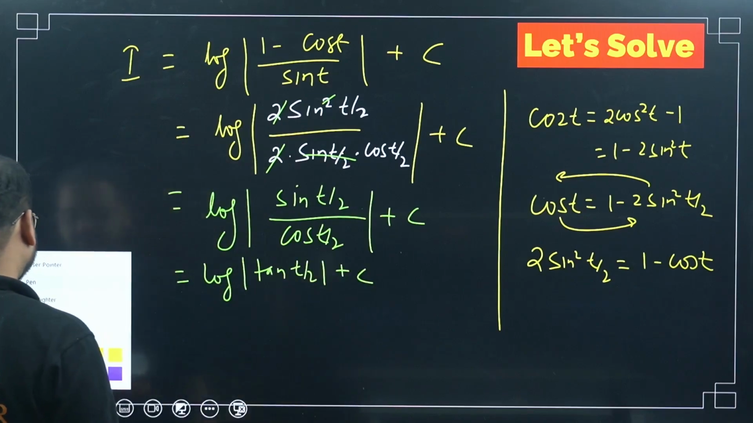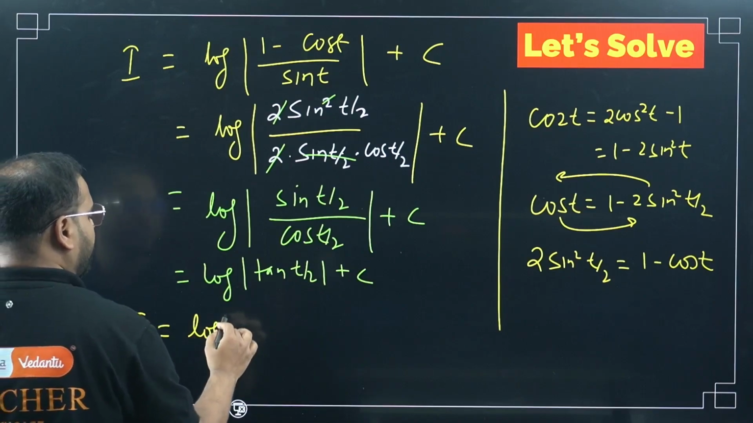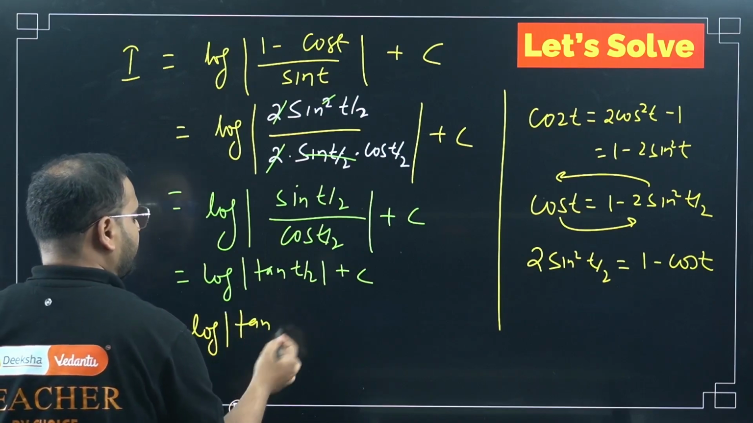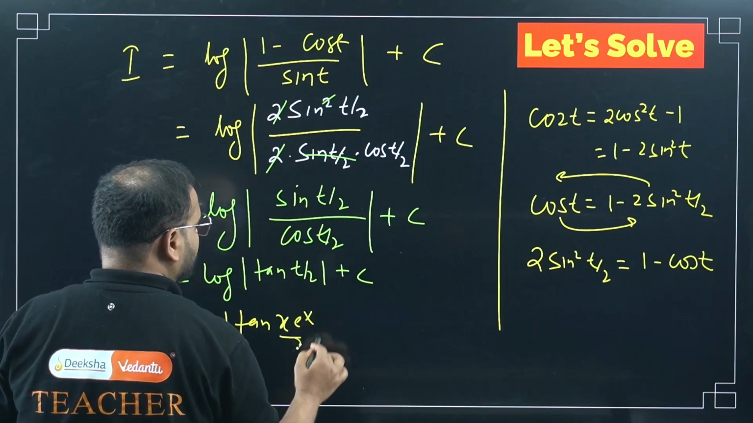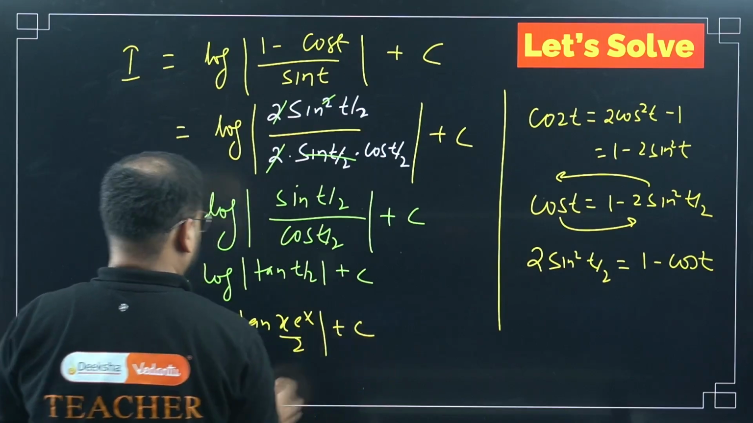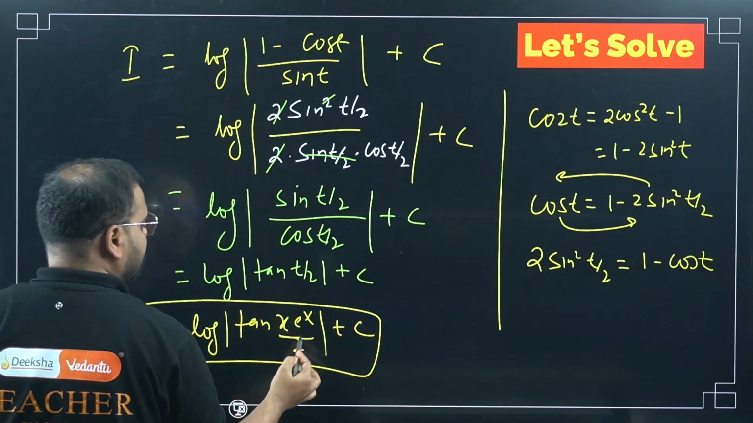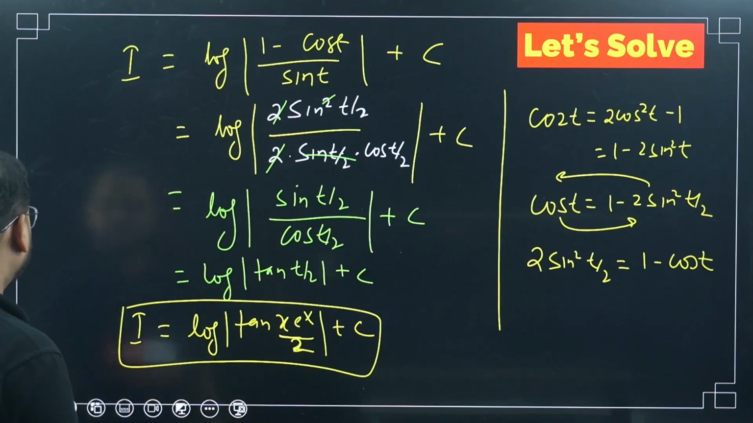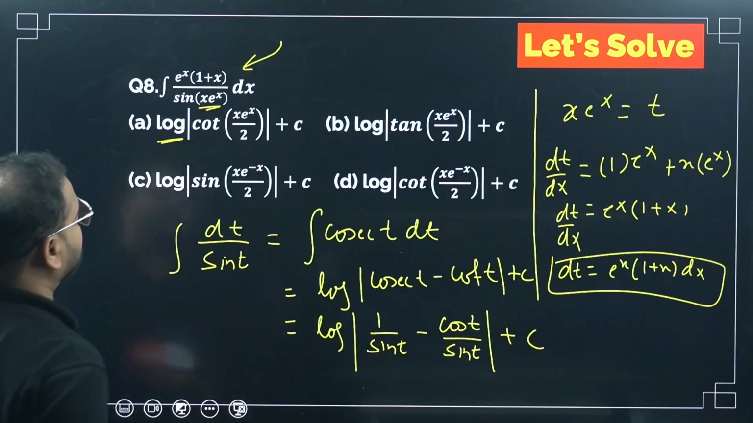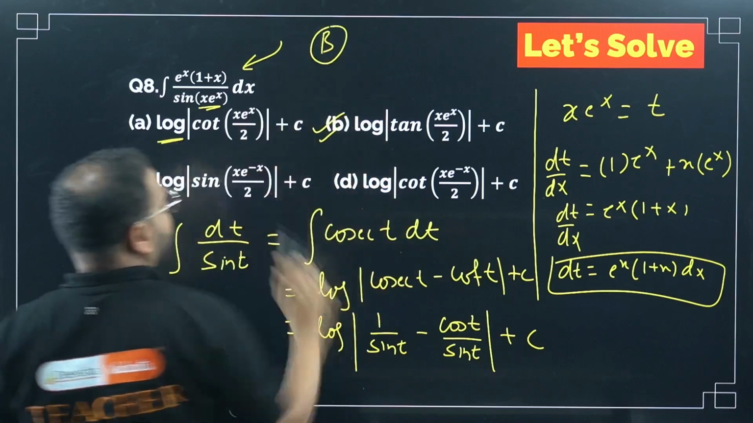So my final answer will be log of tan, what is t? x e^x. So log of tan of x e^x by 2 plus c. Any option like this? Only one is as such. Option number B. Please have a look.